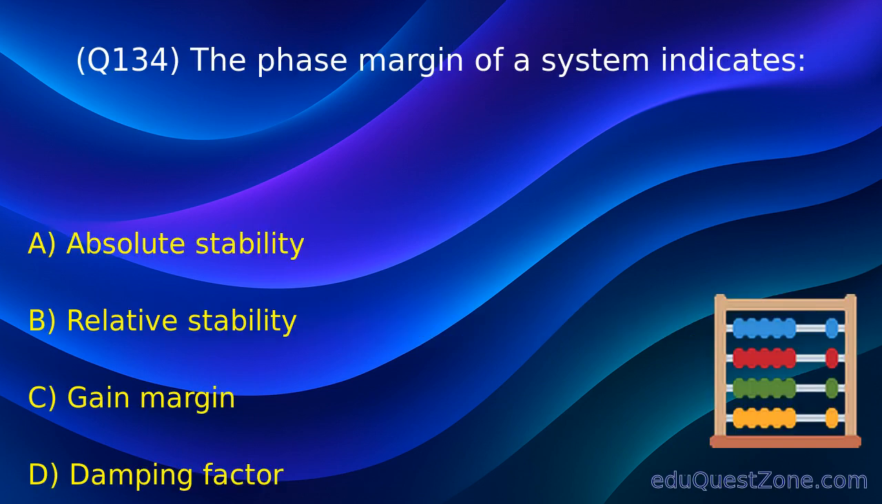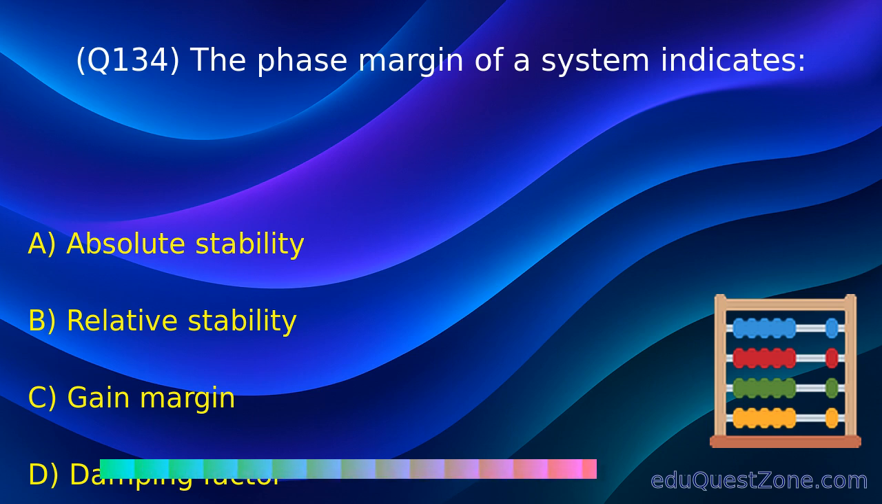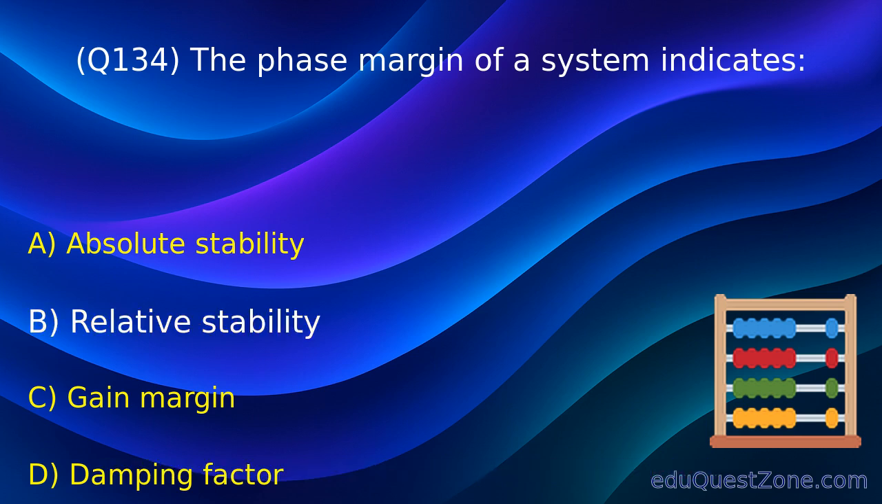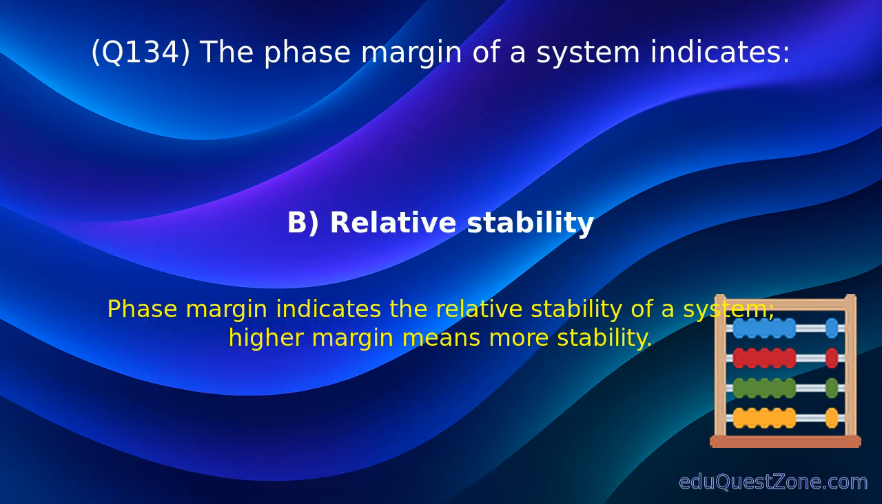Question 134. The phase margin of a system indicates... Option B, relative stability. Phase margin measures how stable the system is. Higher phase margin means more stability.